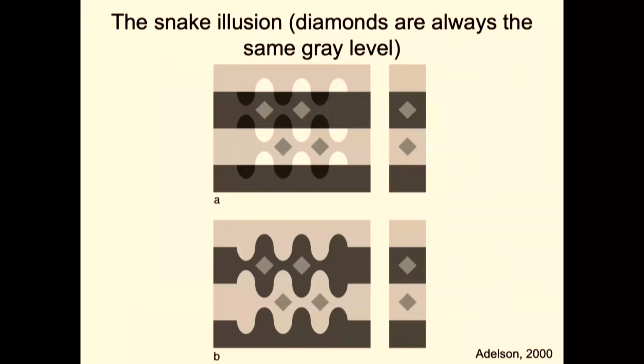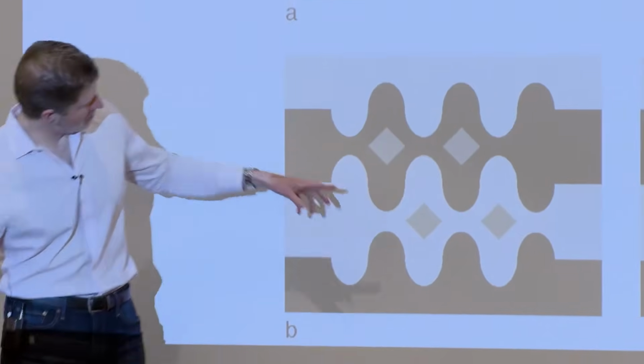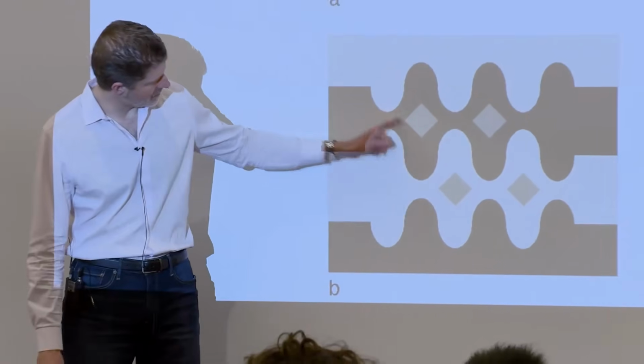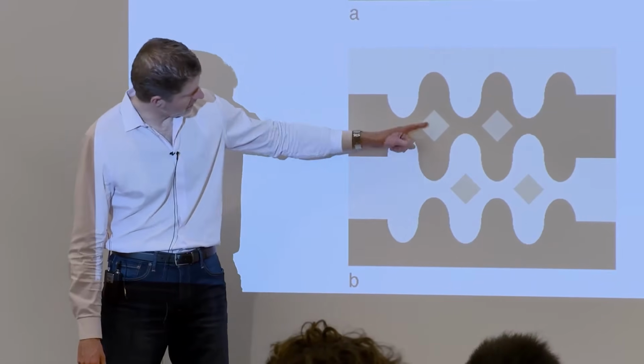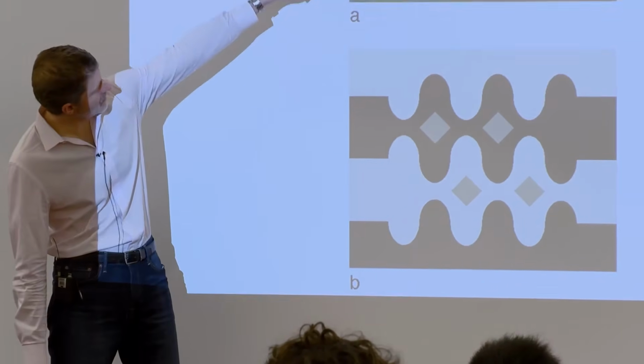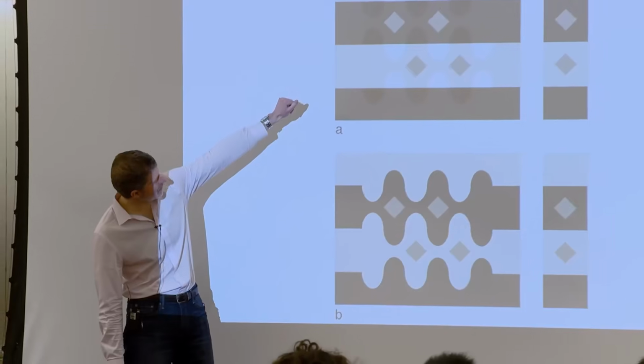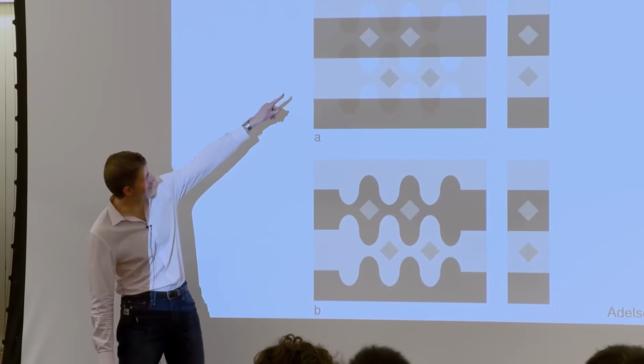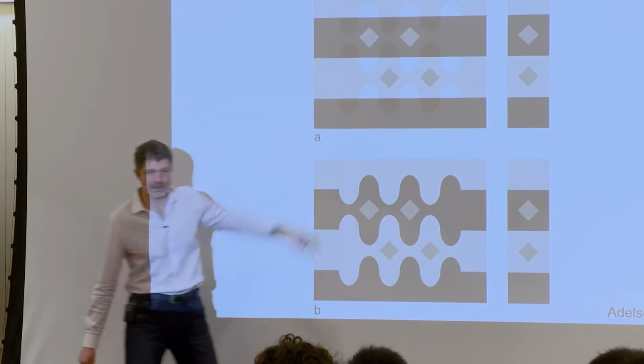Okay. This is another one with kind of the same idea, the snake illusion. So the diamonds there are always the same gray level. And so you can have this variant here where you essentially just get simultaneous contrast. So there's a little bit of difference between the lightness of this and this. But then in this version, where things are tweaked a little bit, now there's a pretty big difference between the two sets of diamonds.